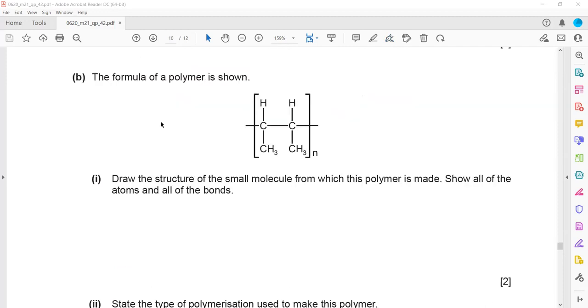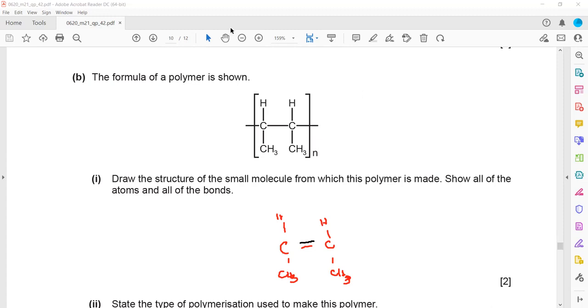Then the formula of the polymer is shown here. Draw the structure of the small molecule. How to work out the structure of the small molecule? We'll just take the two carbon atoms which are given in the structure. So we'll draw them as it is. And monomer in addition polymer, whenever addition polymer is formed, the monomers contain a carbon-carbon double bond. So the only thing we'll do is make a double bond between the two carbon atoms. So monomer will have a double bond, polymer does not have a double bond, and a long chain compound is there, a polymer. But this is a monomer.